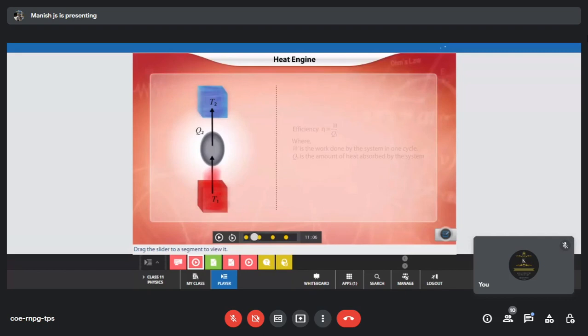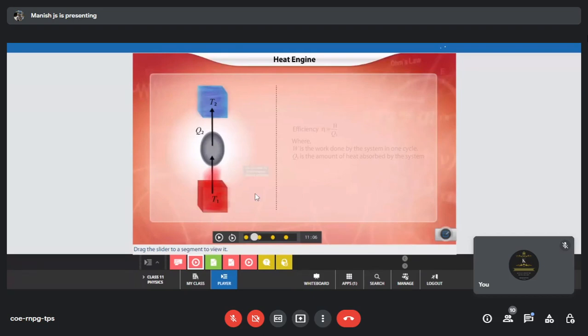So efficiency is what work is done in one cycle for the piston divided by the heat that is transferred to the system by your working substance and your hot reservoir put together. Okay, from the hot reservoir to your working substance basically. So that is what we try to understand here. Okay, that is your efficiency.